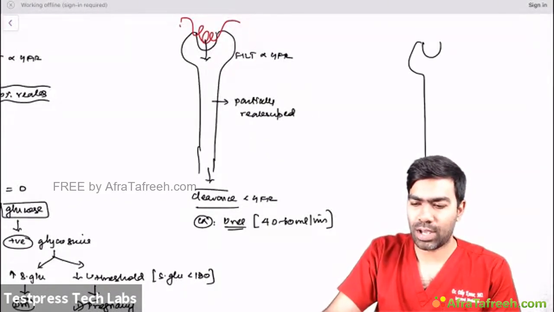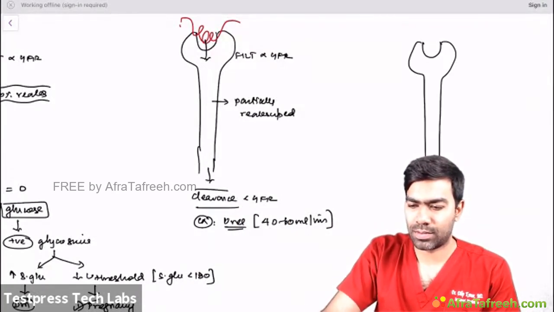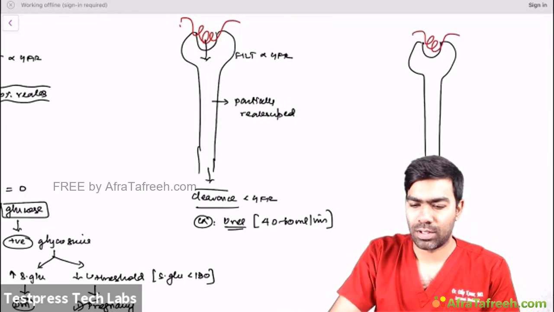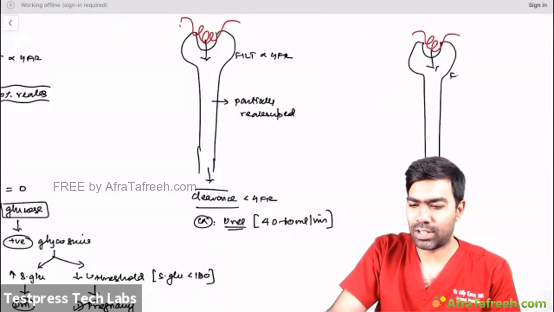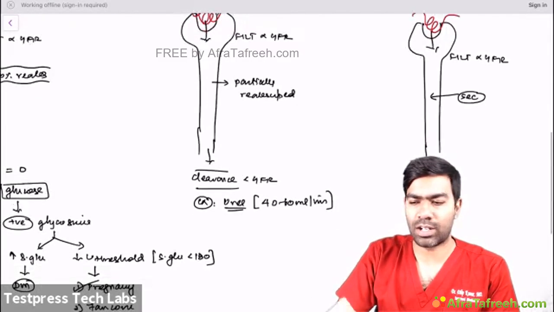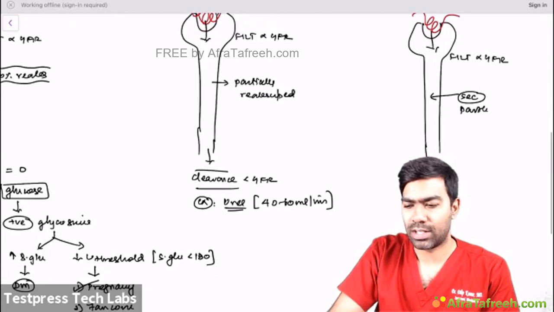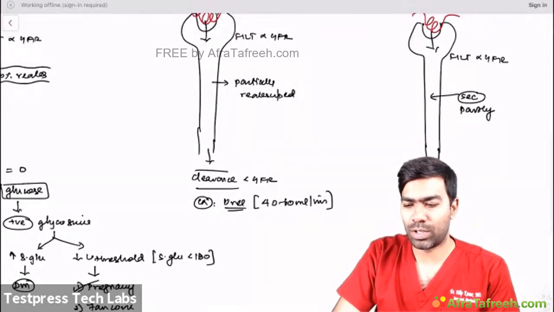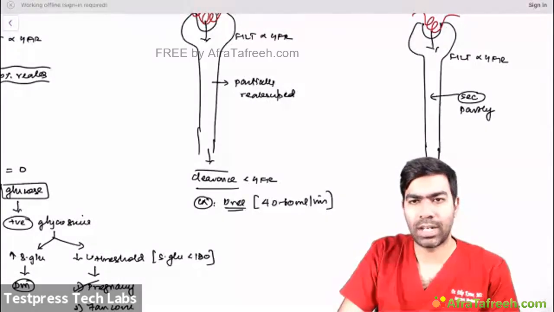Then you have another substance which gets filtered. The filtered substance is proportional to GFR. We know that. And this substance is partially secreted, not completely secreted, but partially secreted into the lumen. So what will be the clearance of this substance? It will be less than GFR, more than GFR, or equal to GFR.